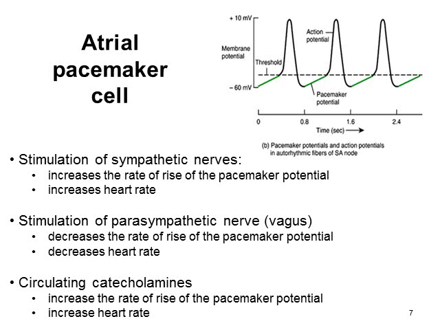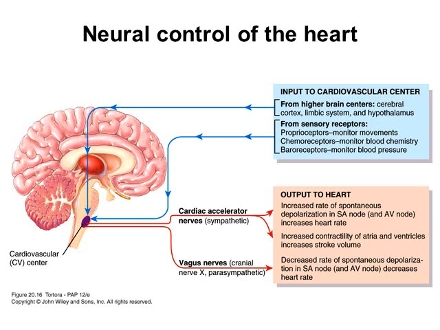Circulating catecholamines have the same effect as stimulation of the sympathetic nervous system and will increase the rate of rise of the pacemaker potential, thereby increasing the heart rate. Your brain ultimately controls what's happening with your heart.